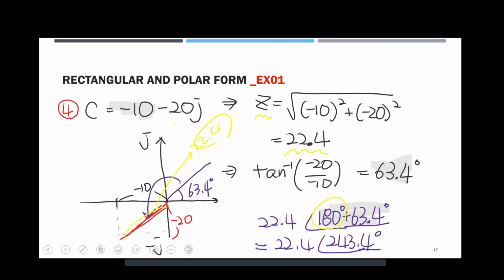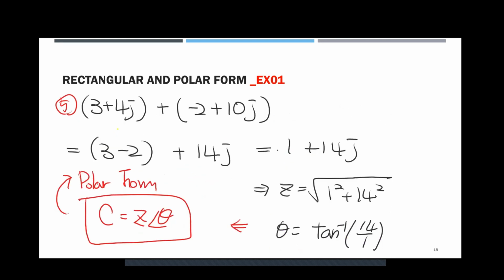And from the rectangular form, we can see the direction in the plane: minus 10 and minus 20. The length is minus 20, and then that is the 240. That's right there, 243.4 degrees. Okay, that is what you have to draw from the question.